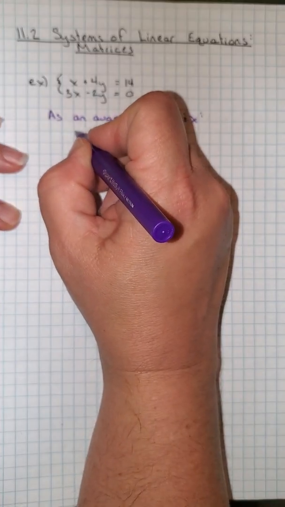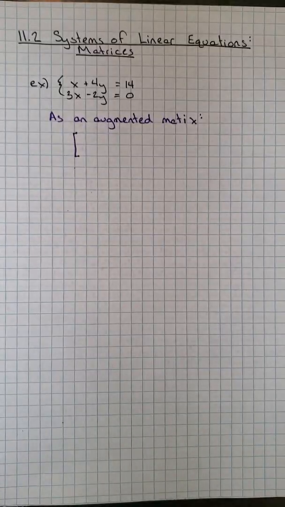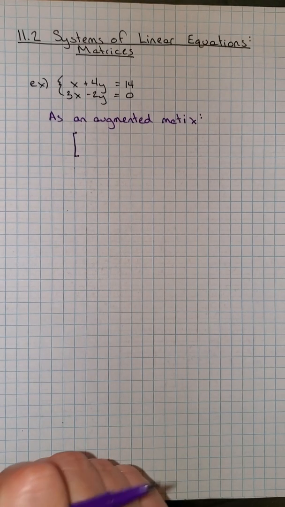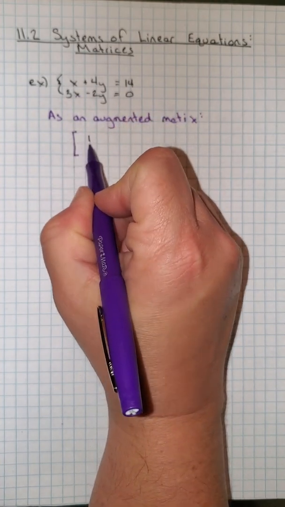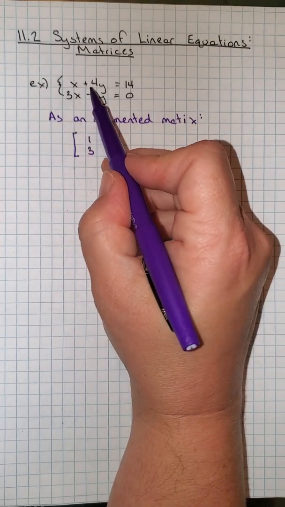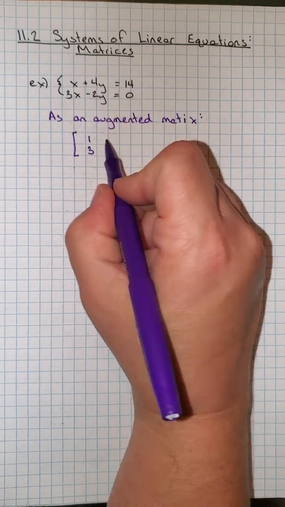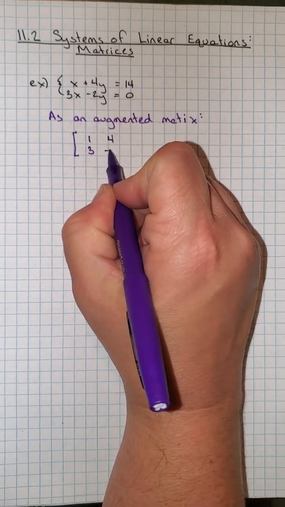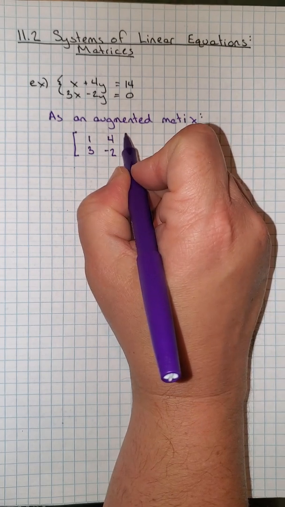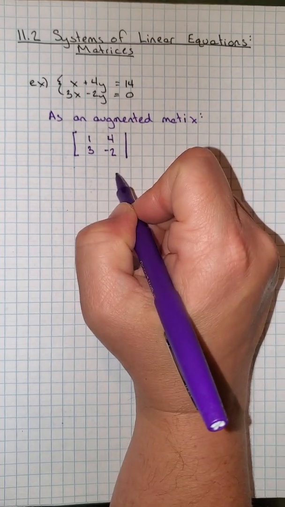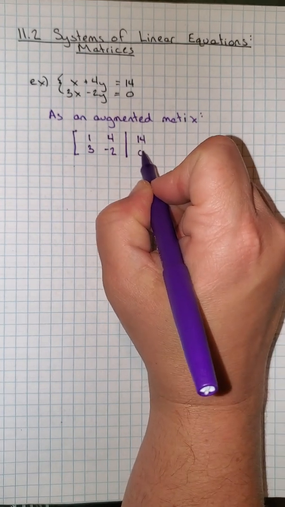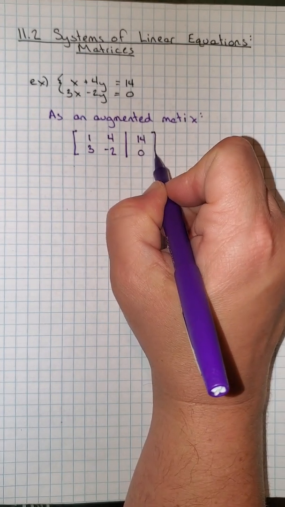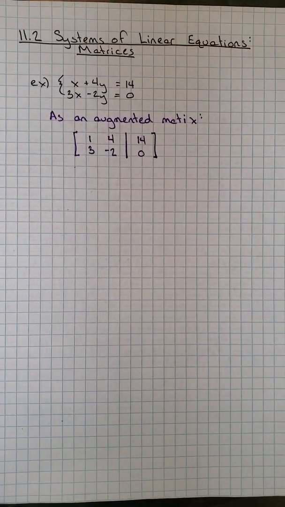you make these square brackets and you're going to write it without the x's and y's. So you just write the coefficients. Our x's have a 1 and a 3. Our y's have a 4 coefficient and a negative 2. Then you draw this line to separate the variables from the constants, which are 14 and 0. And then I finish it off with a bracket. That is the augmented matrix.